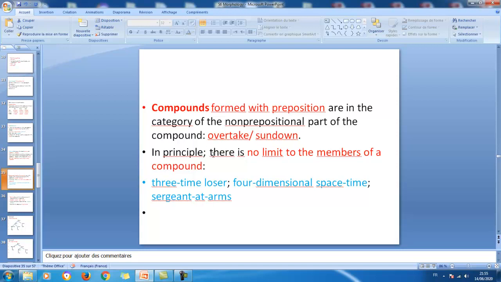In principle, there is no limit to the parameters of a compound. Look, three-time loser: we have three elements belonging to this compound. Four-dimensional space-time: we have four items forming one compound. Sergeant at arms, three words. So in principle, there is no limit to the members of a compound.